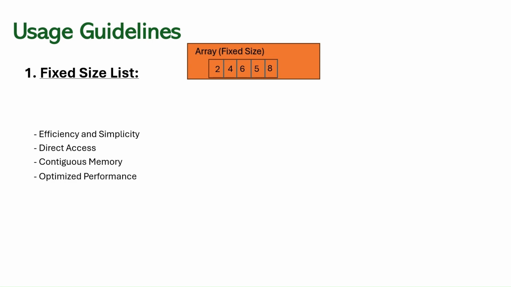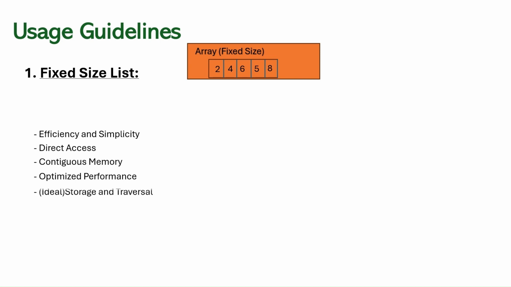Optimized performance is our next reasoning, and let us see why. Since the size of the list is fixed, there is no need for dynamic resizing or managing extra space. Arrays are optimized for this scenario, ensuring that every bit of memory is utilized efficiently. This lack of dynamic behavior, while limiting in flexibility, actually boosts performance when it comes to fixed size lists.